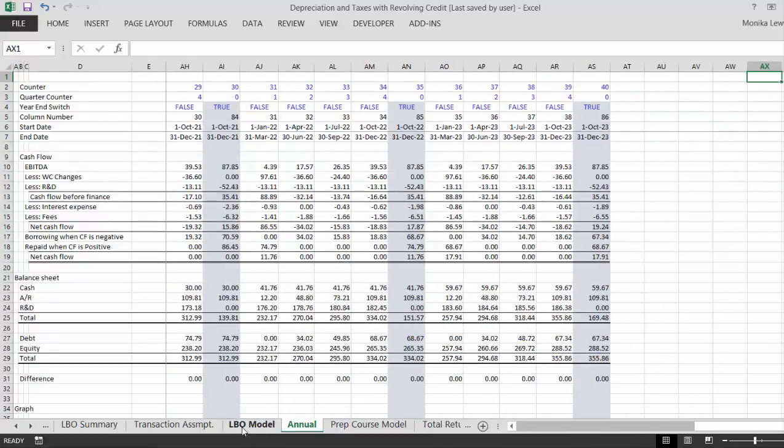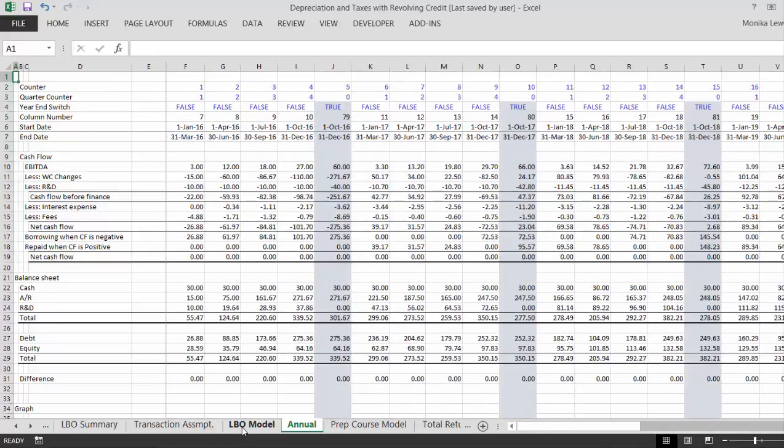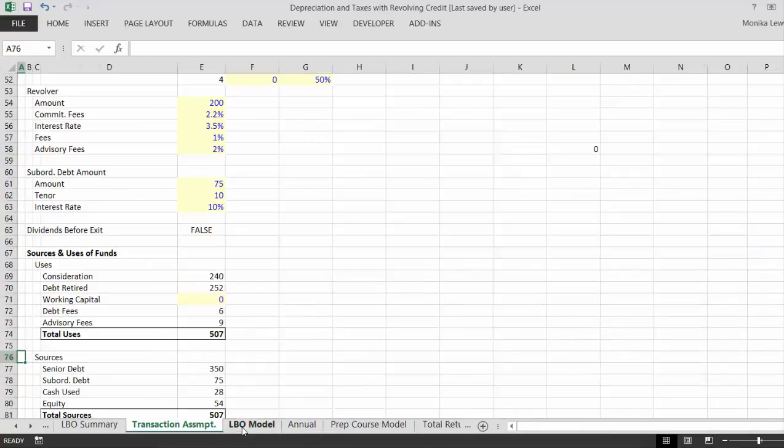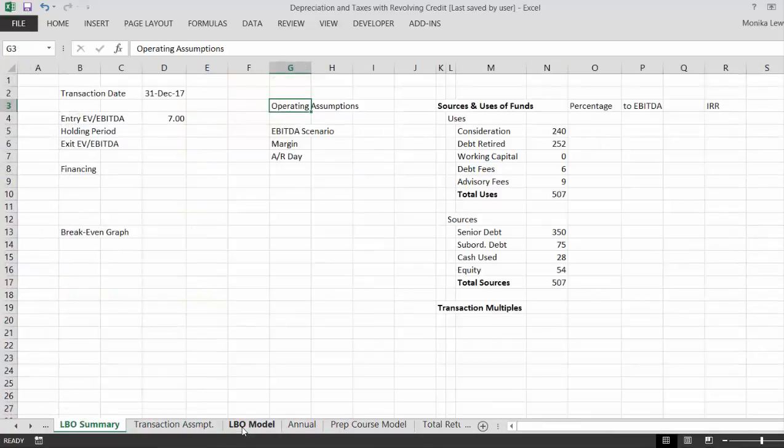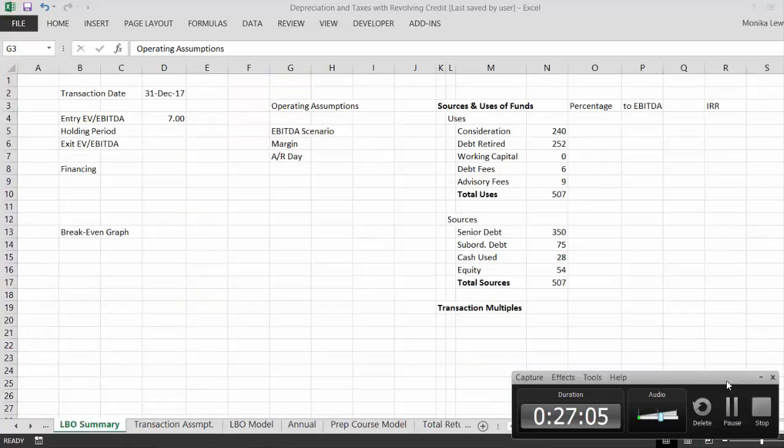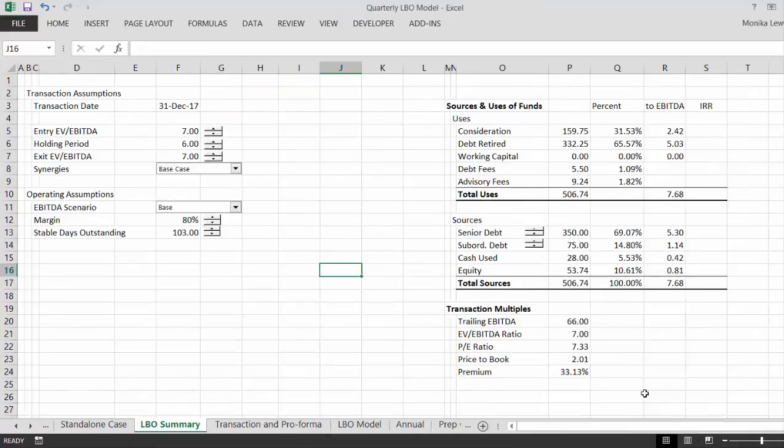and finally we'll make this LBO model into one of these models where you can look at the monthly and/or the quarterly and the annual numbers. Okay, so just let me take a break here. Okay, now that took a hell of a long time.